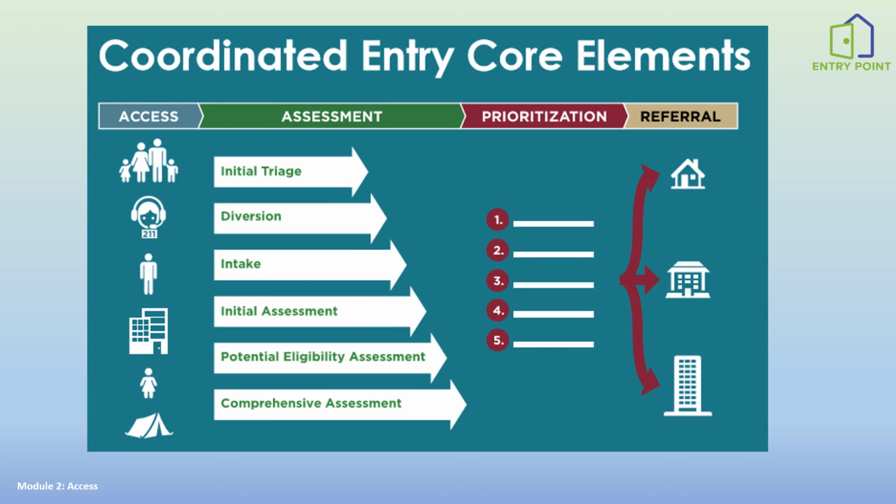Access, the engagement point for persons experiencing a housing crisis, could look and function differently depending on the specific community. Persons, families, single adults, youth, might initially access the crisis response system by calling a crisis hotline or other information and referral resource, walking into an access point facility, or being engaged through outreach efforts.